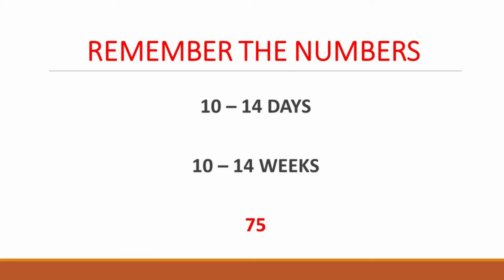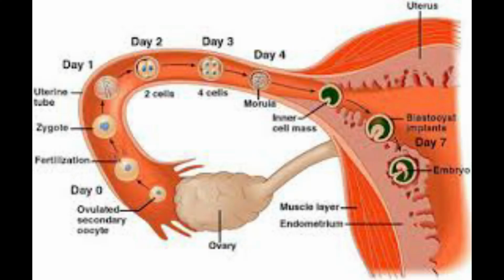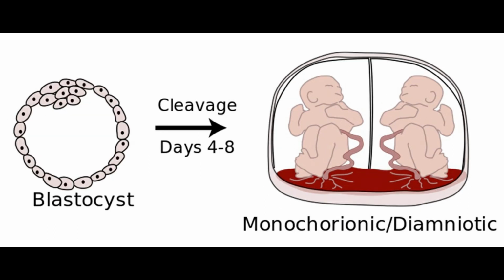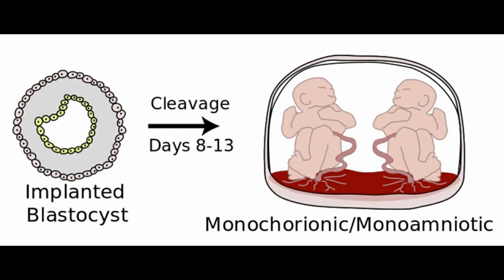We will talk about the basic information about the formation of monochorionic twins. I mean identical twins. After intercourse, one sperm penetrates the ovum and the fertilized egg is called as zygote. And it divides fastly as 2, 4, 8 and 16 cell stage. And then it is called as morula. This morula happens in 1 to 3 days. Then it becomes a mobile blastocyst on 4 to 8 days. This blastocyst becomes implanted on 8th to 13th day.